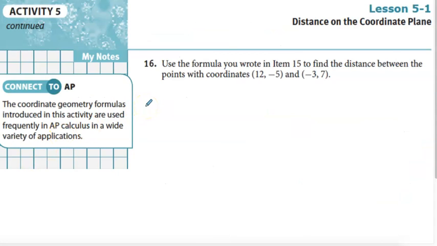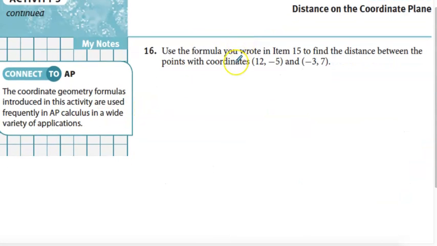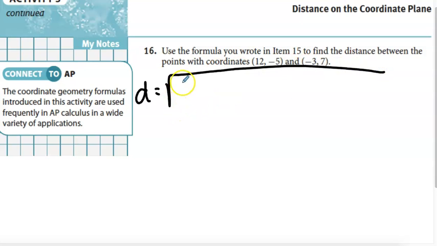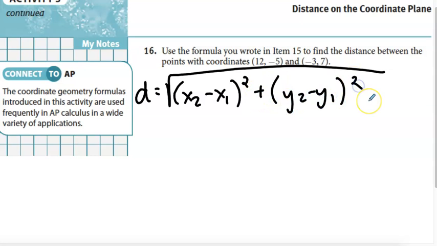All right, so 16 says, use the formula you just wrote to find the distance. So I always rewrite the formula to help me out. So distance equals big long square root, parentheses, x2 minus x1 squared, my a squared plus my b squared, y2 minus y1 squared. Okay, so now I just substitute in.